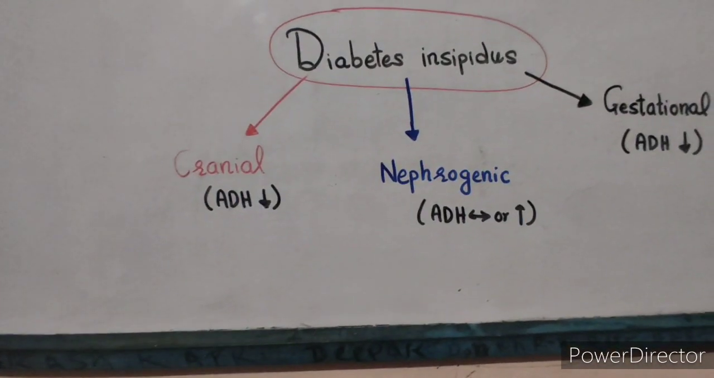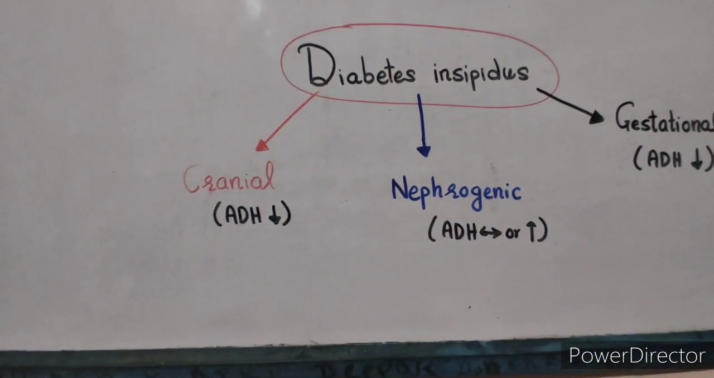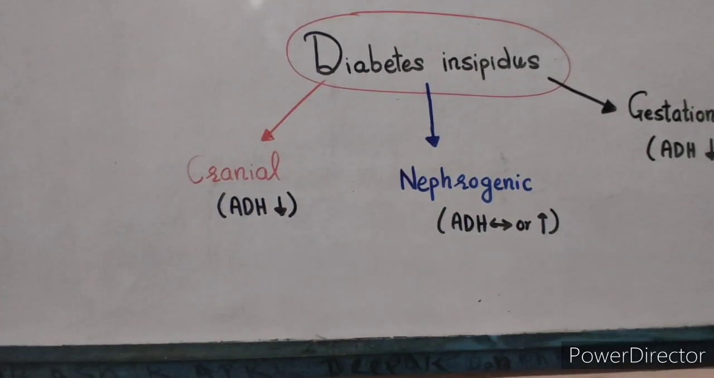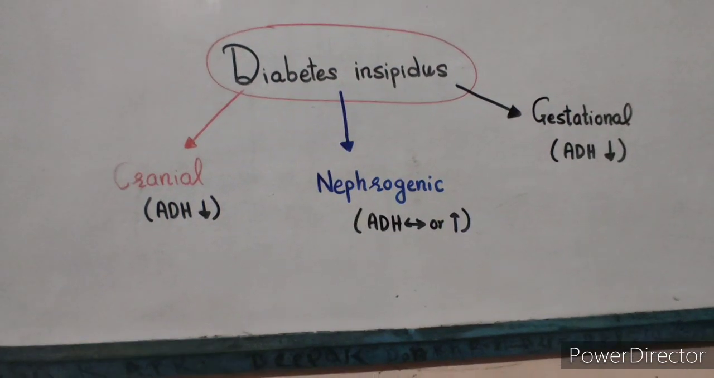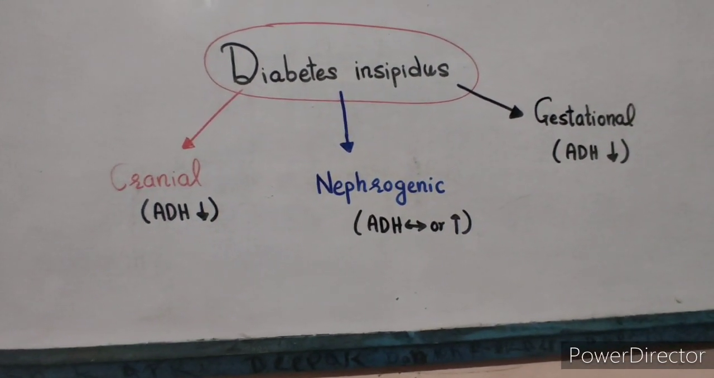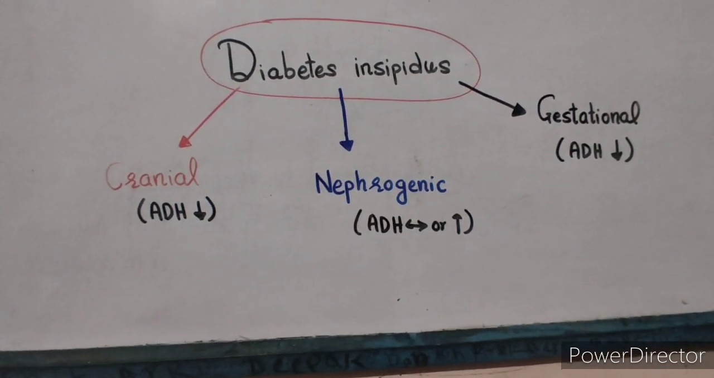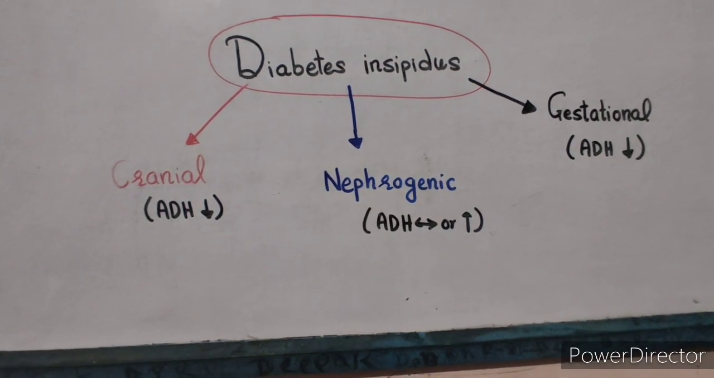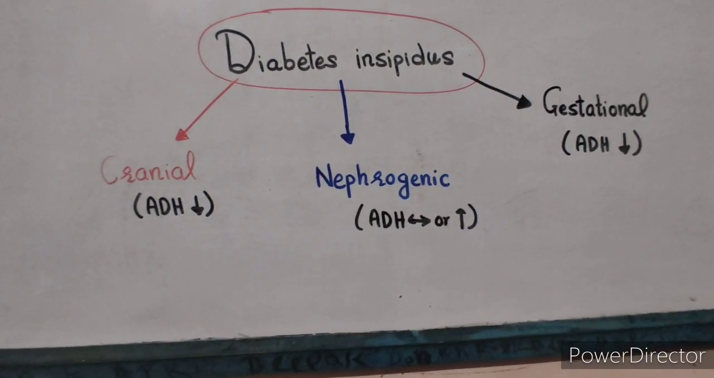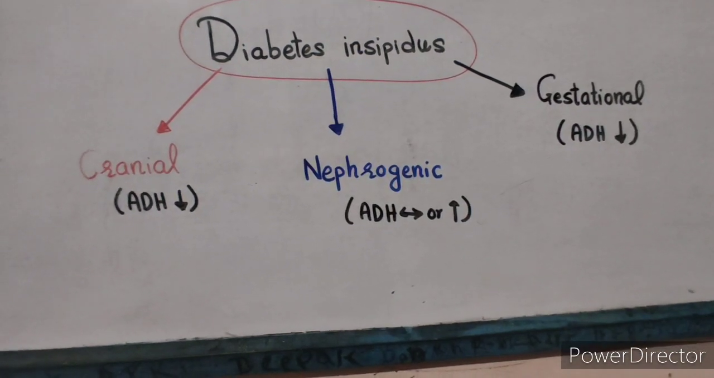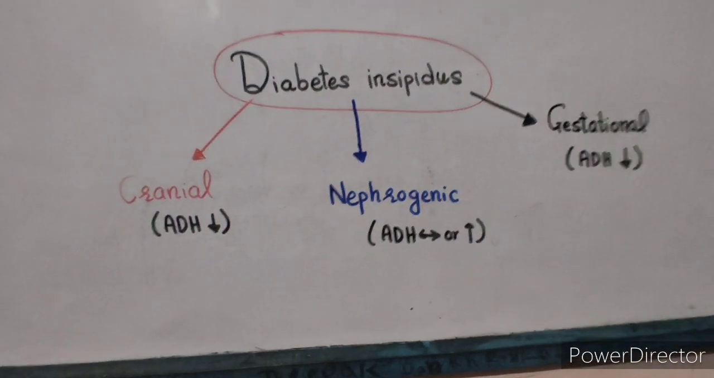Other names of cranial diabetes insipidus are central diabetes insipidus, pituitary or neurohypophyseal or neurogenic diabetes insipidus. In cranial and gestational diabetes insipidus, antidiuretic hormone is decreased. But in nephrogenic diabetes insipidus, ADH is normal or can be abnormally high. It is like ADH resistance.